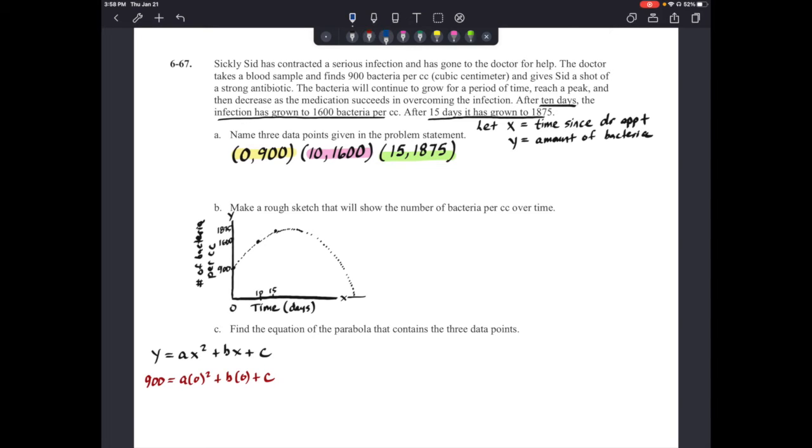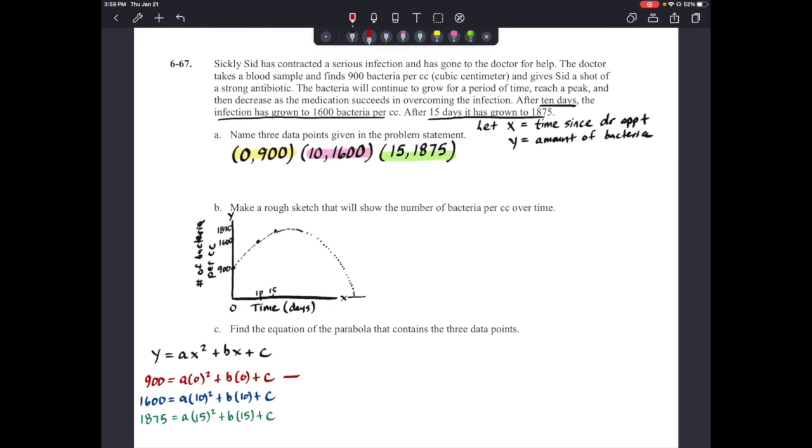And then let's do the second one. We've got 1600 bacteria, and that would be a times 10 squared plus b times 10 plus c. And then we'll do our third one here, which was the one that had 1875. We have a times 15 squared plus b times 15 plus c. And we'll just go ahead and simplify each of those.